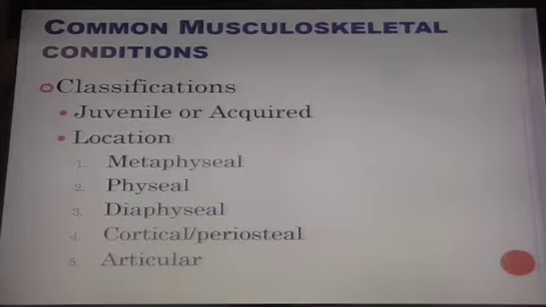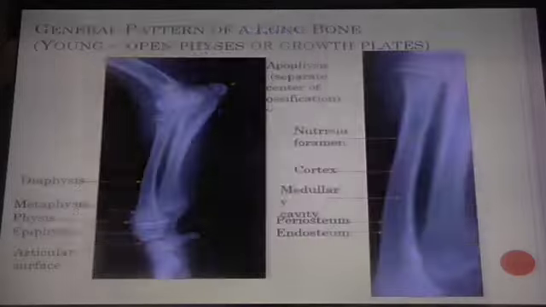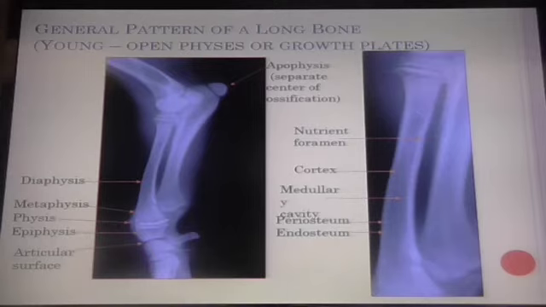Then after you do that, you determine what type of lesion it is. Is it metaphyseal, diaphyseal, or physeal? Is it cortical, periosteal, or articular? And that's your next step in terms of classification. So this is a general pattern of a long bone. Physes are open, both places. That's how you know it's a juvenile.